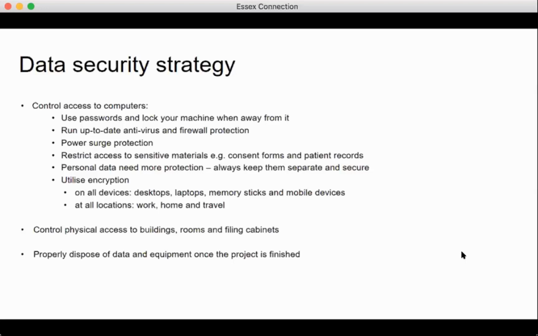Right. Finally, ensure that you properly dispose of unwanted copies of the data and equipment at the end of the project. What is vital to remember here is that personal data needs more protection than anonymized data. So while some solutions might be appropriate for some types of data, they might not be appropriate for personal information. Okay.